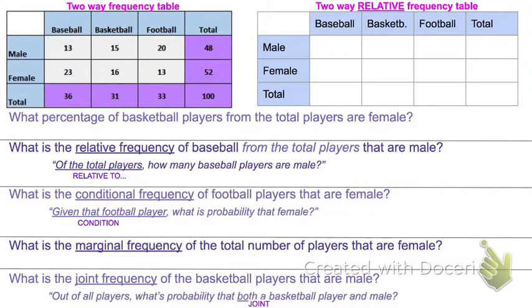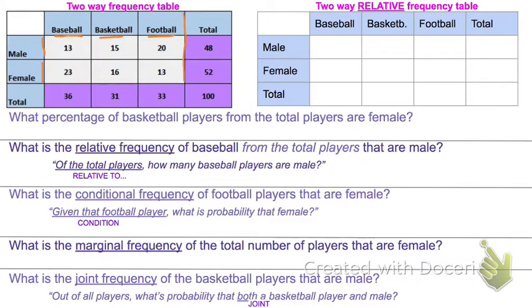Let's say there are 100 people at your school that play sports, in particular baseball, basketball, and football. If you have that data broken down into who plays each of those sports and whether they are male or female, you can create a two-way frequency table like the one on the left. It's called a two-way frequency table because you're comparing two variables. So my columns represent what sports they play, and my rows represent whether they are male or female.